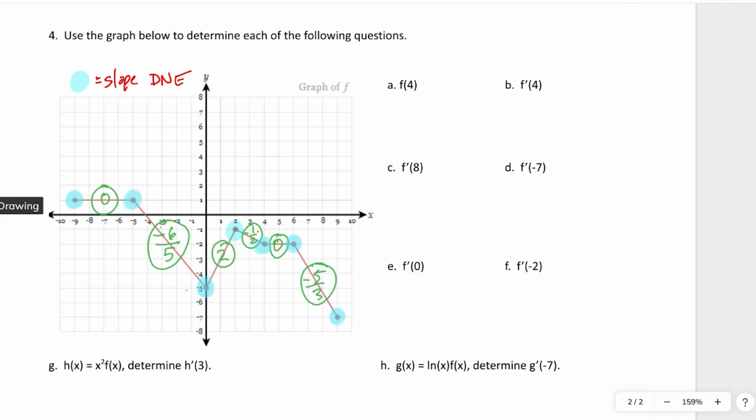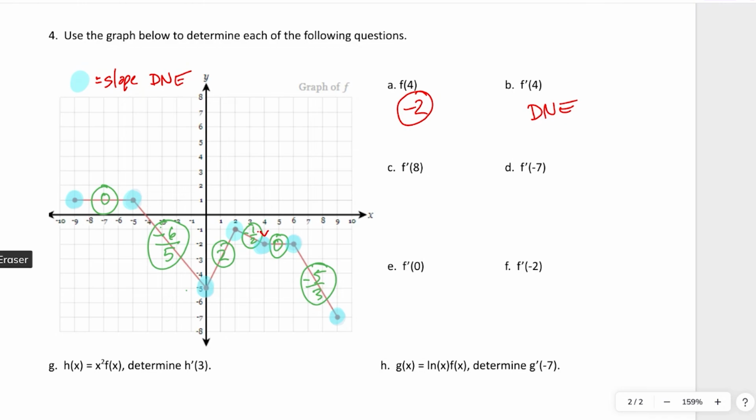F of 4 is just going to be the value of the function when x is 4, and that's going to be -2. So that's going to be the y coordinate on the graph. Part B is looking for the slope where x is 4. Okay, that's going to be one of our undefined places. So this is just not going to exist.